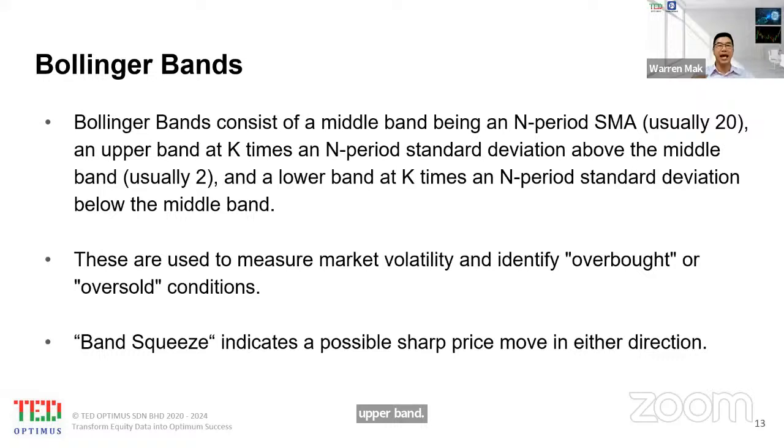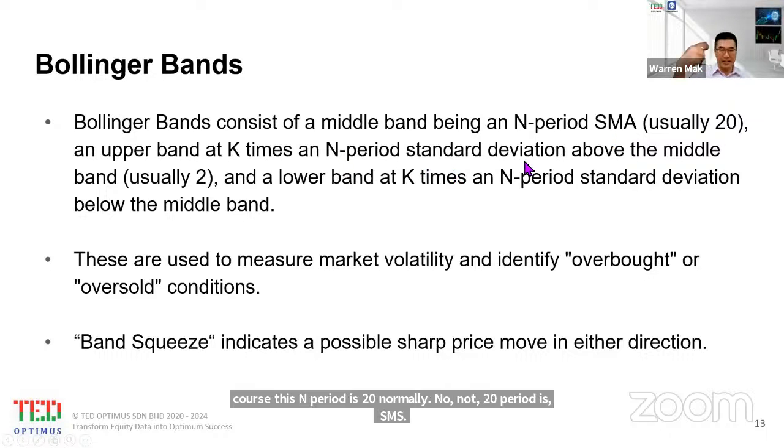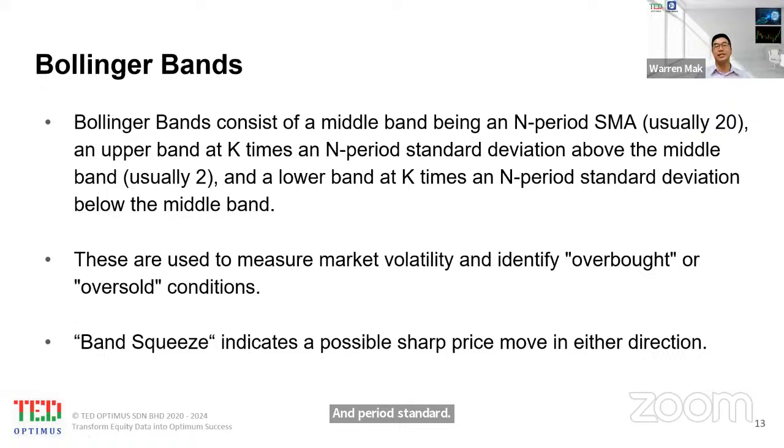Why is there an upper band and a lower band, and how do we find them? They use an N period, of course, and this N period is normally 20. No, no, 20 period is the SMA. The N period standard deviation is what they use, two standard deviations. So usually it's two. One is a plus, one is a minus. And this is used to measure market volatility to identify overbought and oversold.